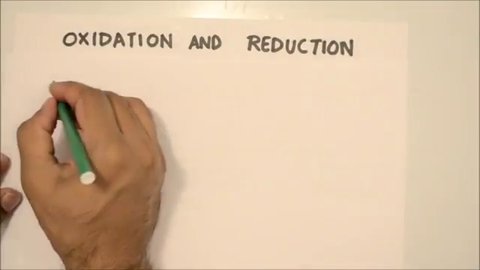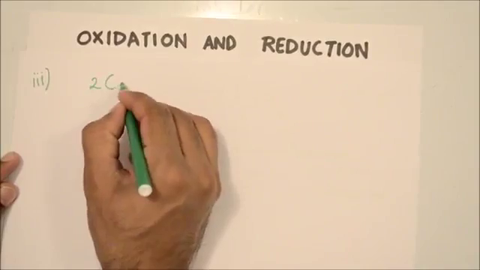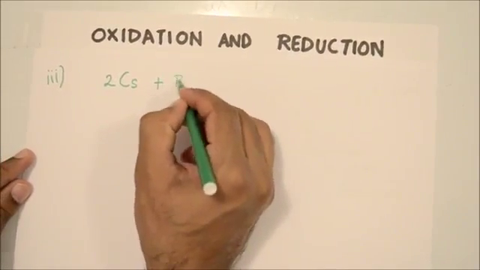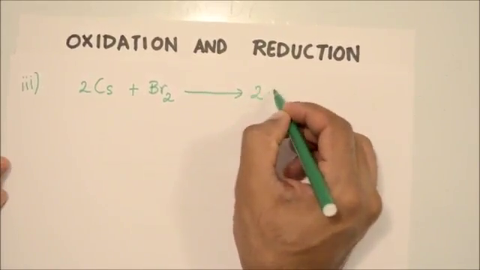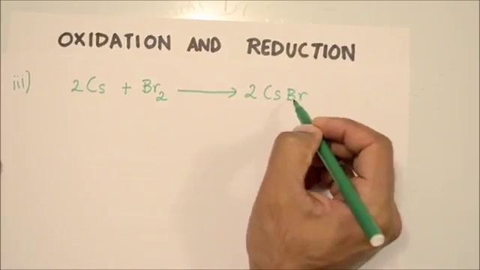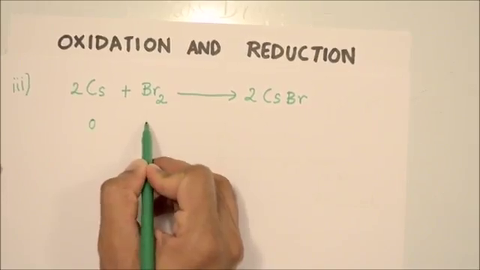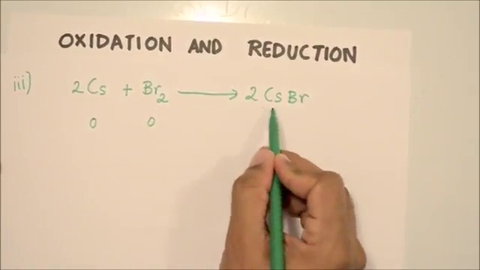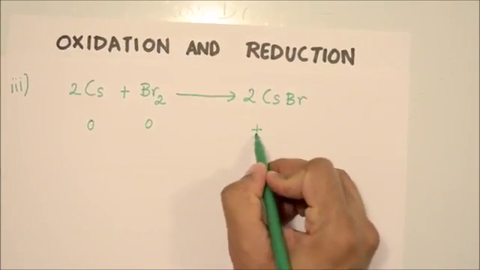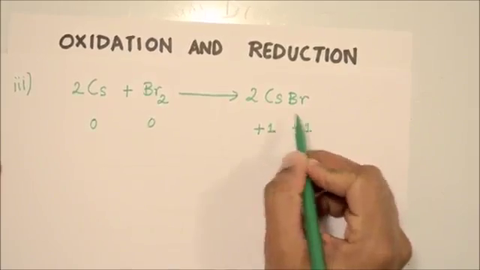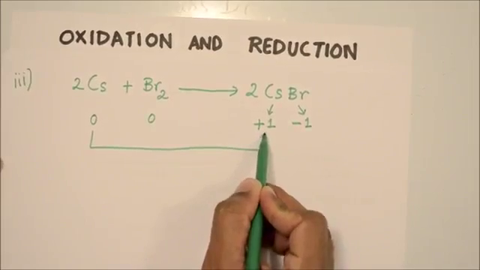Let us take up another example, the third example: cesium reacting with bromine. On the product side, you get cesium bromide. How do we see what is oxidized and what is reduced? Once again, cesium will have 0 oxidation number and bromine will have 0 as the oxidation number. The compound on the product side is an ionic compound. So cesium, belonging to the first group, will have +1 and Br has -1.